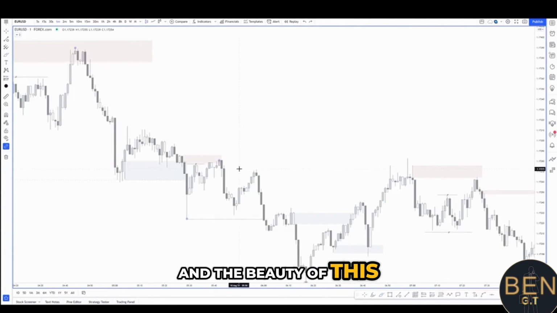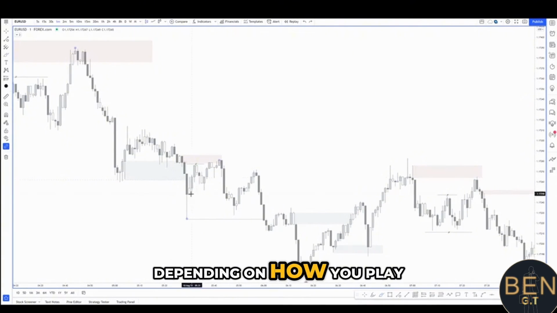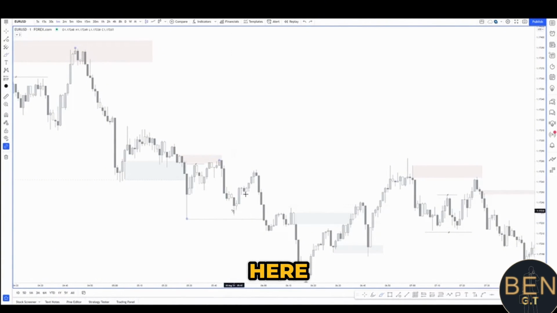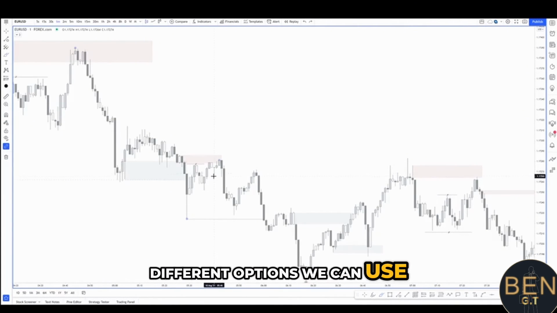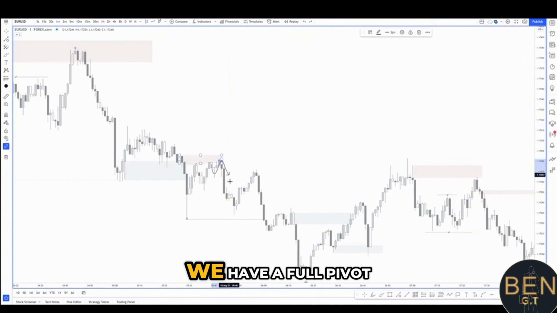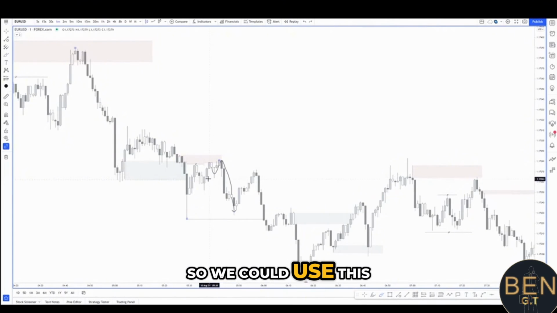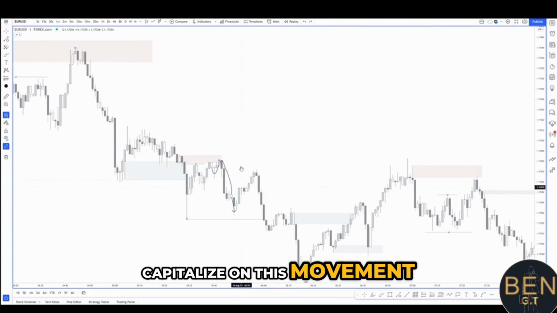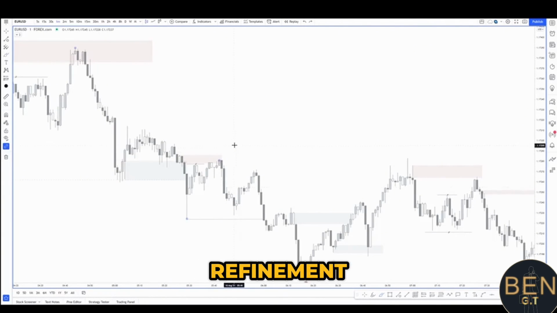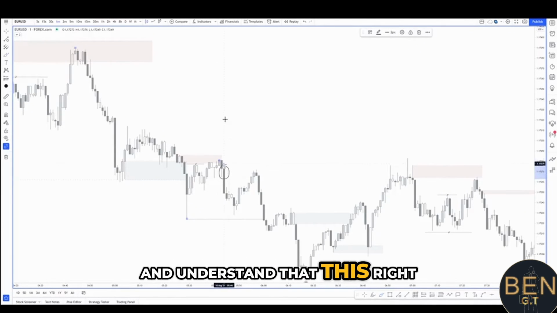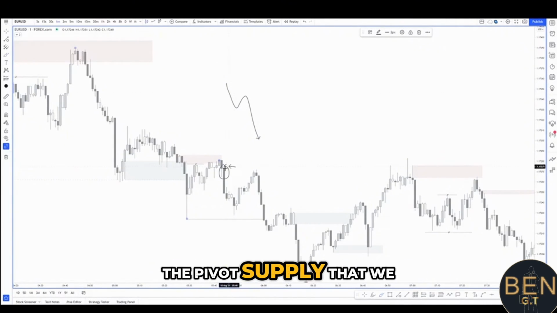And the beauty of this particular setup, depending on how you play it, is we break structure, we break structure, we don't actually break structure here, and we get a pullback. Where is it pulling back to? Now we have a couple different options we can use. Again, this comes down to your own refinement and understanding of supply and demand, but what we have is a full pivot supply, so we could use this entire range, which would allow us to capitalize on this movement, or we can use our fractal supply and demand zone refinement, and understand that this right here is again the pivot supply that we can also use.